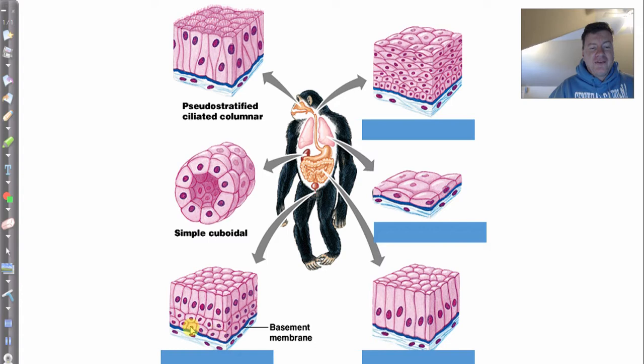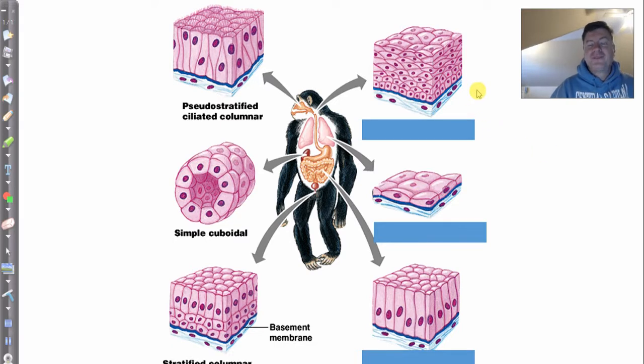Okay, we have here multiple layers, right? So that tells us we're going to have stratified as part of the name. We're also looking at the cell shape. Now again, don't start getting confused and saying, well, there's two different kinds of shapes. There's one here and one there. We only use the apical surface to name it. So this would be stratified columnar epithelium.